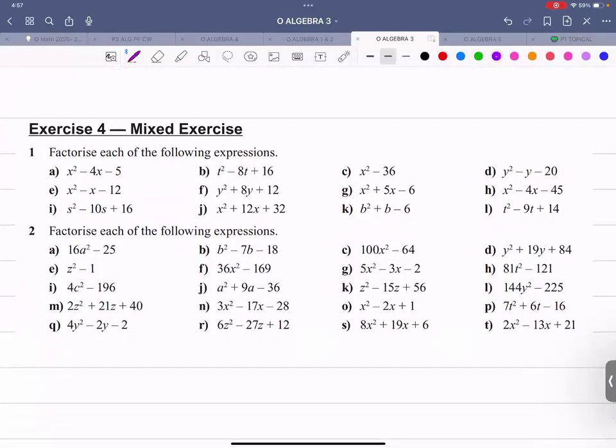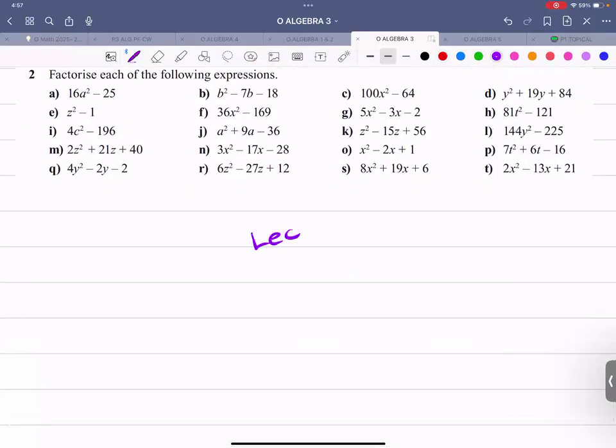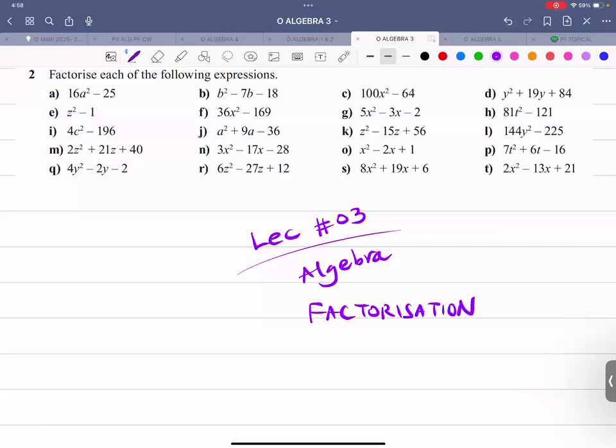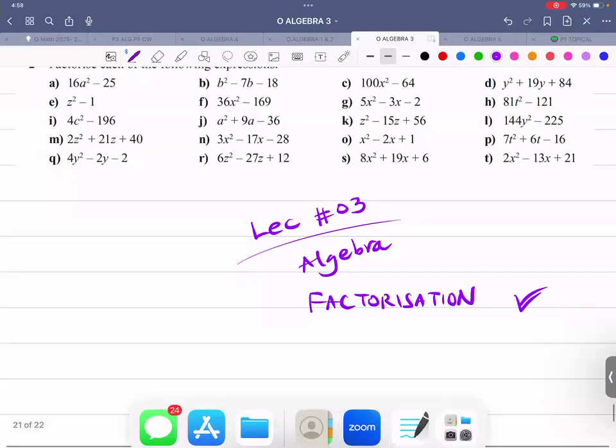So we are now done with lecture number 3 of algebra, and we have thoroughly studied factorization in and out. So factorization is done and dusted. In the next class, we will delve deeper into the concept of algebra. Till the next class, take care.